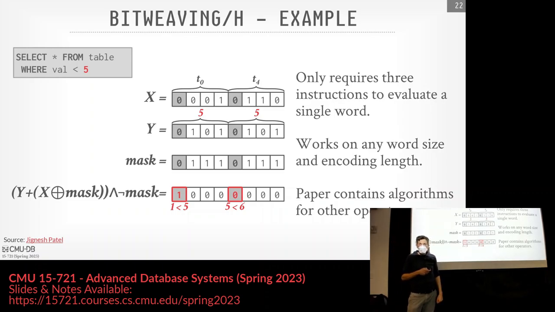Yes? The question is, why would they arrange vertically instead of horizontally? Next slide. At this point, we just have a 1 and a 0 to say, yes, this matched. We have to convert this back into the offset of the tuple, and arranging it this way will solve this problem.